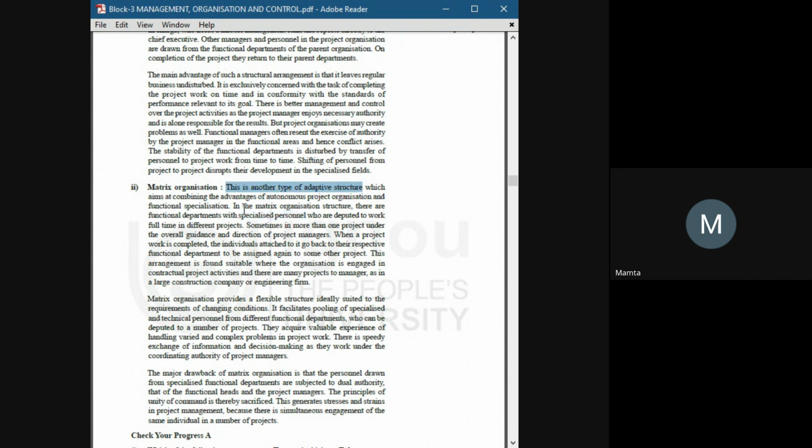This is another type of adaptive structure which aims at combining the advantage of autonomous project organization and functional specialization. In matrix organization, there are functional departments with specialized personnel who are deputed to work full time in different projects, sometimes in more than one project, under the overall guidance and direction of project managers. When a project work is completed, the individuals attached to it go back to their respective functional departments to be assigned again to some other project.